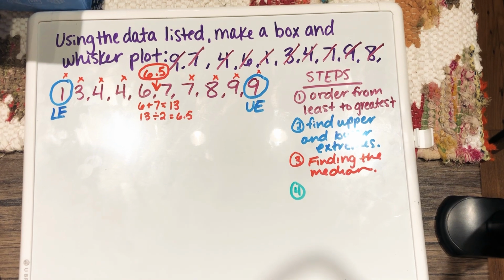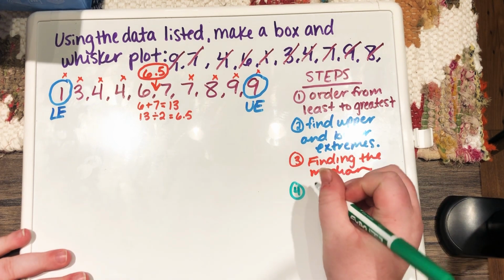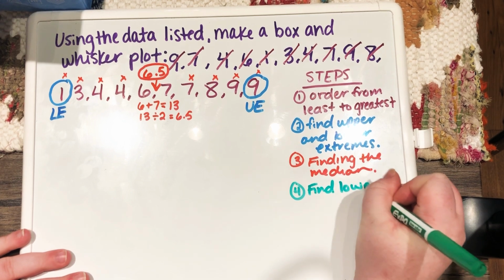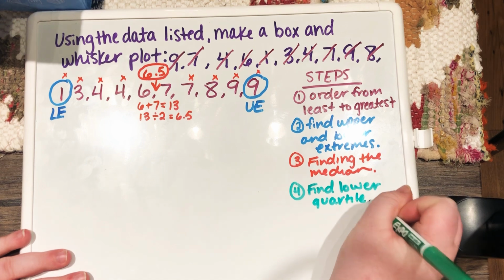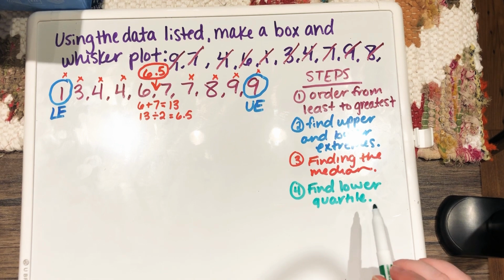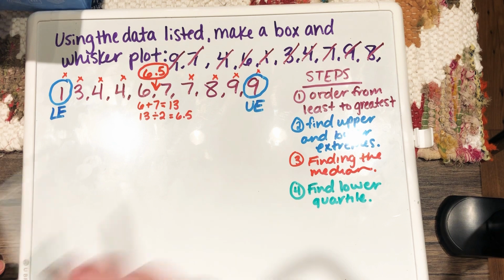This gets a little tricky if you're not careful. So let's deal with the lower quartile first. So find the lower quartile. Now remember the lower quartile, I told you this in the video from Tuesday, and I mentioned it today briefly. The lower quartile and the upper quartile are the medians of the upper and lower halves of our data.